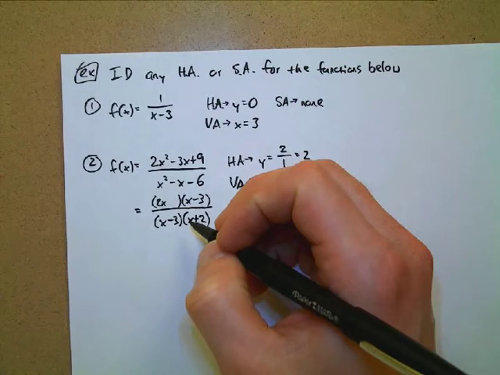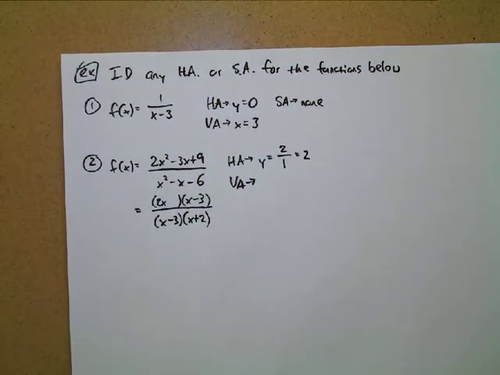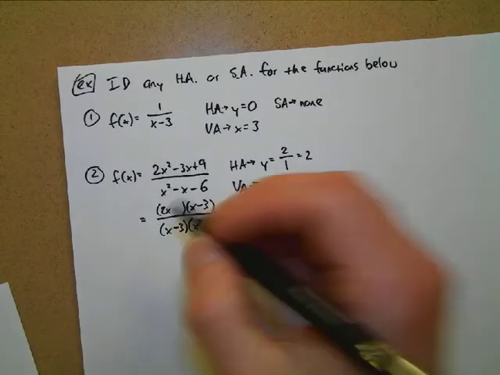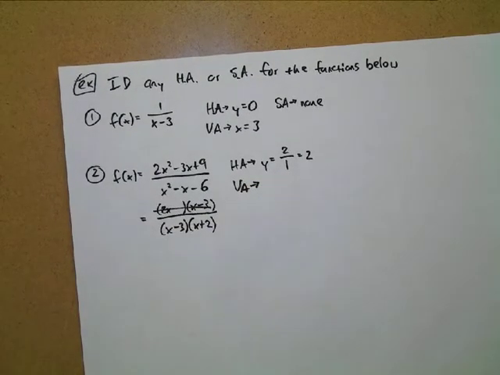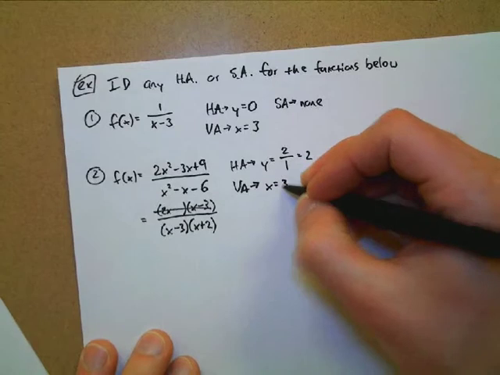That would be a... Did I write this down? I don't think the numerator does factor. Never mind. But we don't need the numerator factor. We just need the denominator factor, really, because we're trying to find vertical asymptotes. So what x values are going to give us problems here? 3 and negative 2. Yeah. So we're going to have vertical asymptotes at 3 and at negative 2 here.